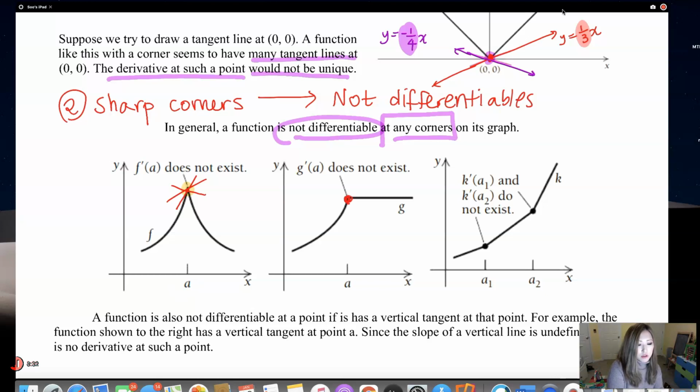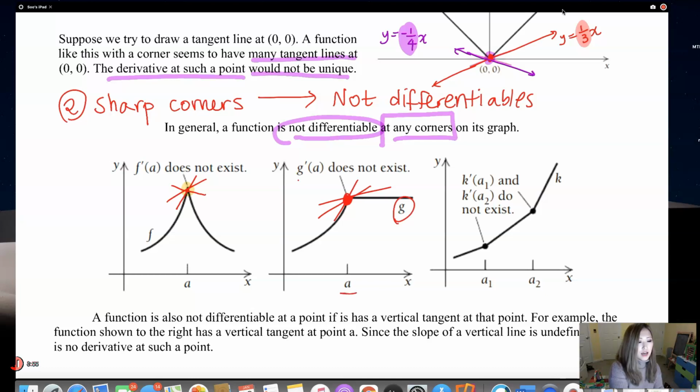Here's a sharp corner right there. And because we can draw more than one tangent line, we are going to say, well, the function name is g. g prime of a does not exist. The slope of a tangent line at a does not exist. Or simply say g is not differentiable at point a.